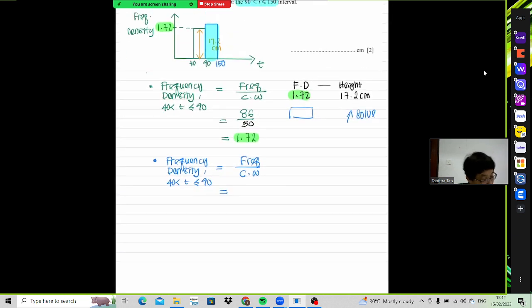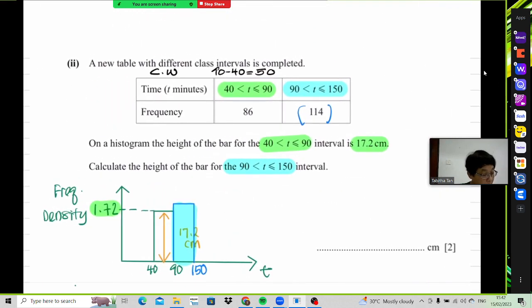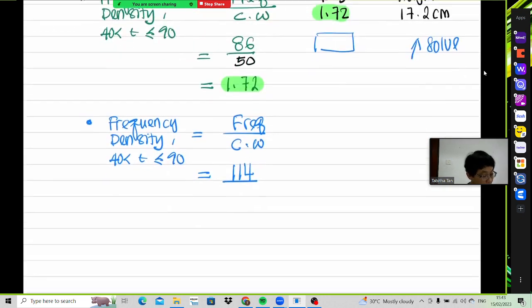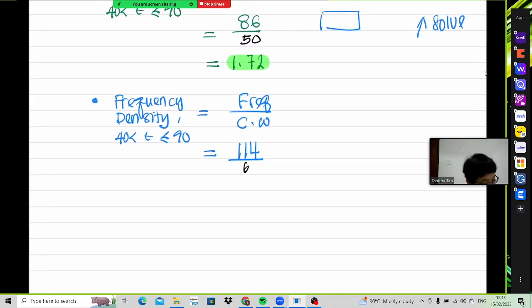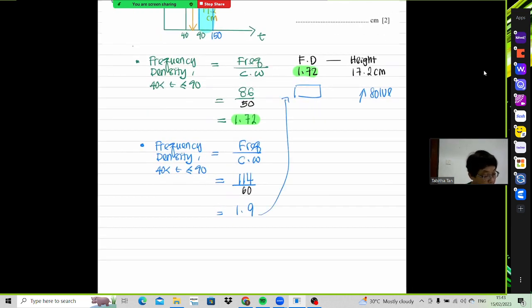114, right? Let's bring that in, 114 divided by the class width. What is the class width? Okay, you tell me. Yes, upper class 150 minus lower class 50, that is 60. Got it? Let's take that 60 down and fit it into the class width, and let's get some help from the calculator. 114 divided by 60, we get 1.9.